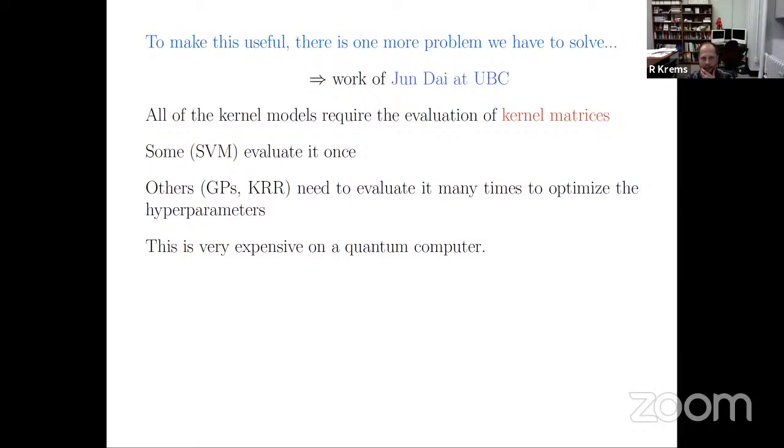Maybe I should also say this. One of the problems with quantum kernels is that you actually need to build the entire kernel matrix on a quantum computer. And for problems like kernel ridge regression or Gaussian processes, it is difficult because you not only have to build that kernel matrix, you have to build it many times as you optimize the hyperparameters. And this is very expensive to do on a quantum computer.